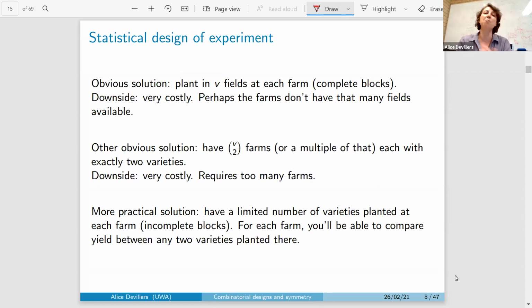So a more practical solution is to have a limited number of varieties planted at each farm. So not all the varieties planted at each farm, but more than 2. That's what we mean by incomplete. That's called incomplete blocks. And then for each farm, you'll be able to compare the yield between any 2 varieties planted on that farm.